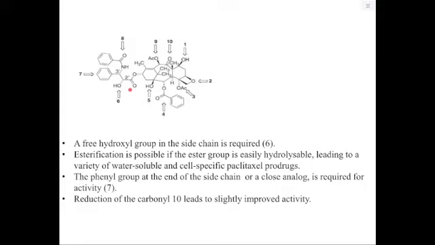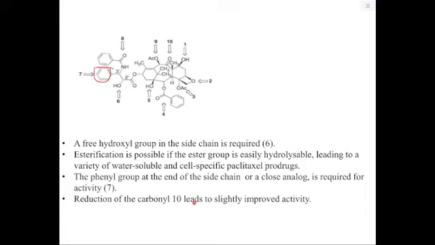The phenyl group at the end of the side chain or a close analog is required for activity. So again, that phenyl ring there, or a close analog. When we talk about close analogs, we have talked about isosteres like the thiophene ring. So the phenyl ring and its isosteres are necessary for activity. Again, that group must be there for activity.